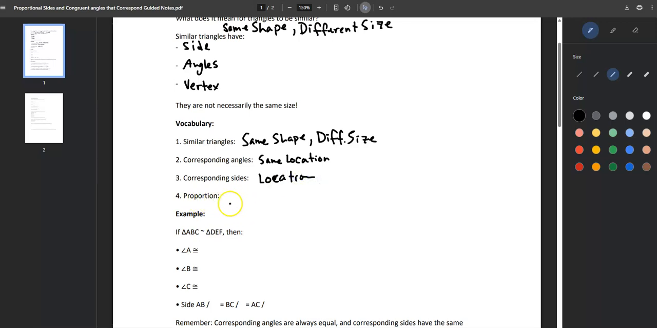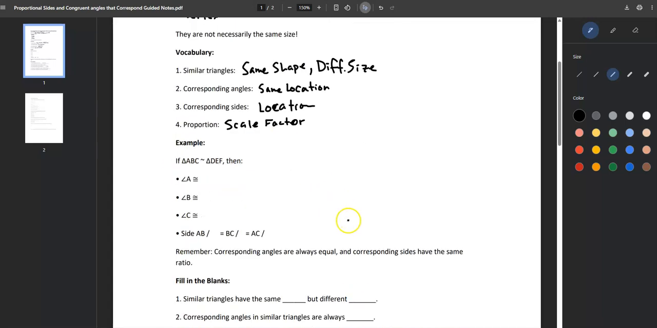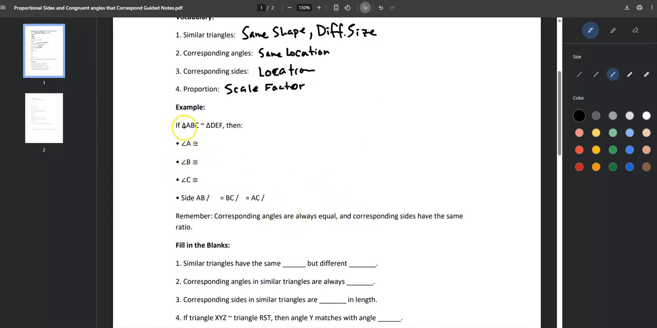When they're proportional, that means that they have the same scale factor. So we're looking to see whether or not these side lengths are growing at the same rate or the same proportion. Okay? So we're going to go through a couple examples identifying corresponding angles, corresponding sides, and then we'll talk about proportionality here in just a second. But let's look at just corresponding sides and corresponding angles. So first example right here.